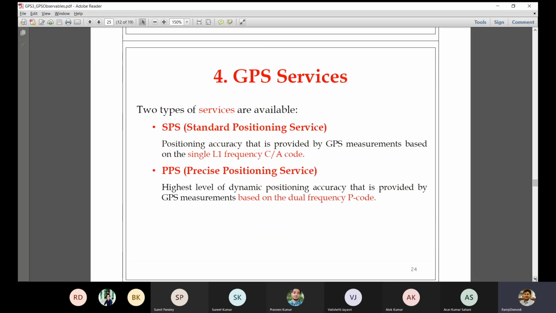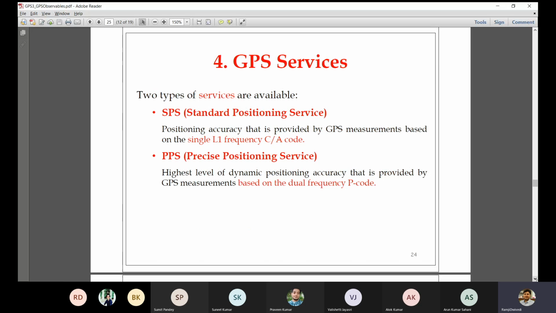Okay, so coming back to your GPS services, for which I have already provided the basic idea of the SPS and PPS. Two types of services are there. One is called SPS, another is called PPS. SPS is the positioning accuracy that is provided by GPS measurements based on single L1 frequency, called C/A code. The PPS, which is the Precise Positioning Service, is the highest level of dynamic positioning accuracy that is provided by GPS measurements based on the dual frequency P code. So that's two kinds of services which are available.